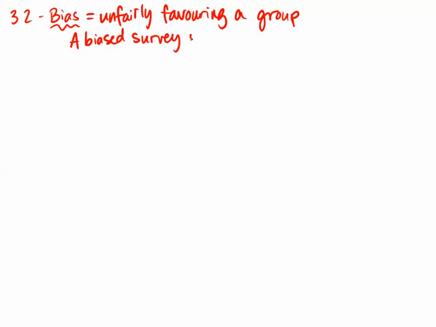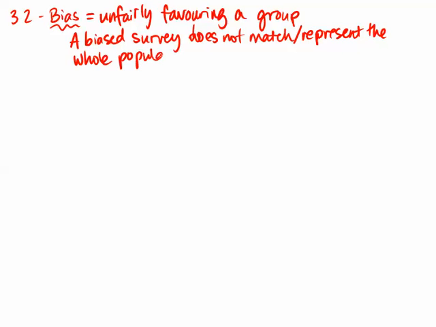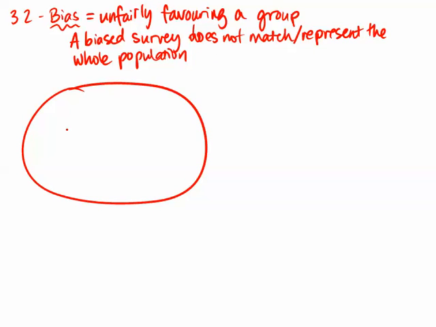is one where the biased survey does not match or doesn't represent the whole population. First of all, we need to understand what the word population means. So population means everyone that we're looking at.